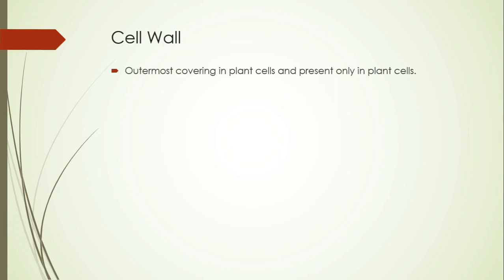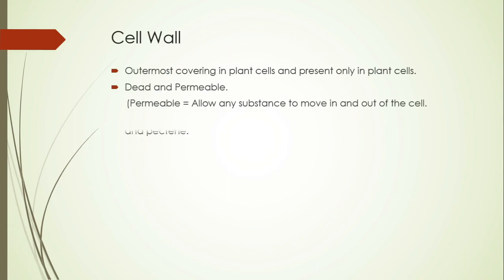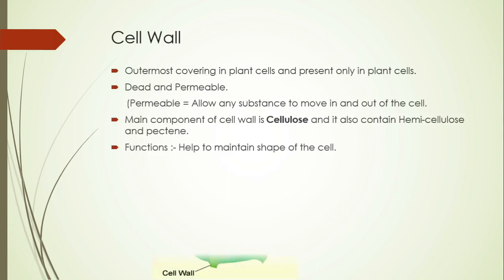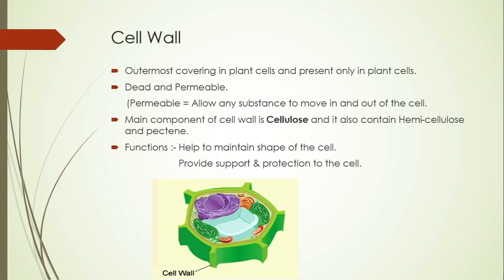Cell wall. Outermost covering in plant cells and present only in plant cells. They are dead and permeable. Permeable means allow any substance to move in and out of the cell. Main component of cell wall is cellulose and it also contains hemicellulose and pectin. Functions are, help to maintain shape of the cell. Provide support and protection to the cell.